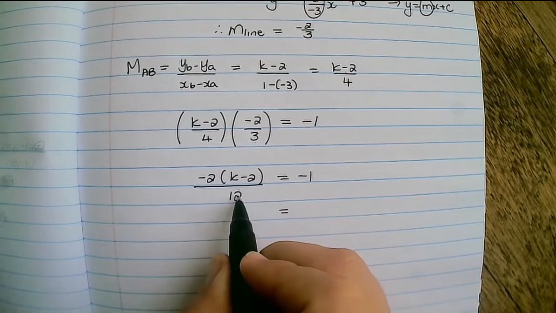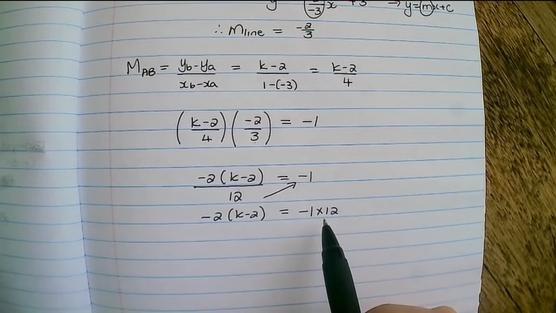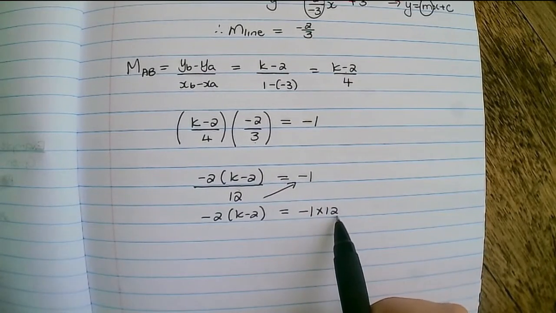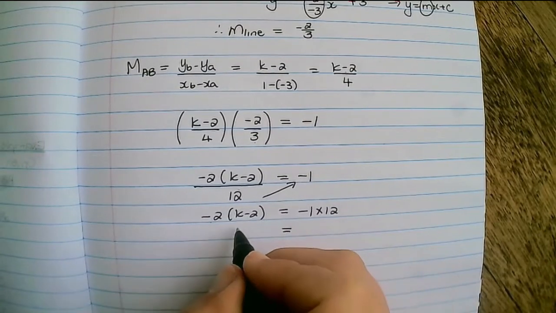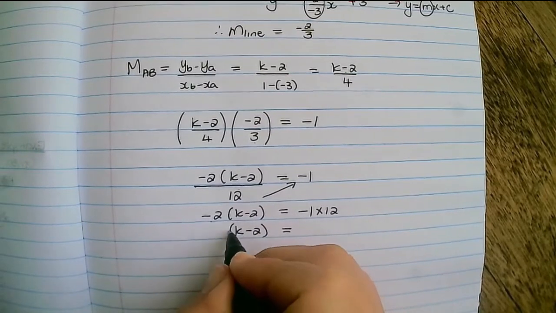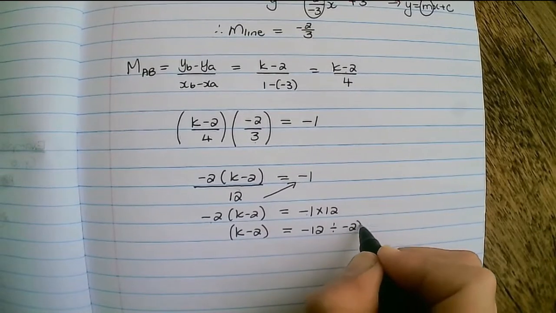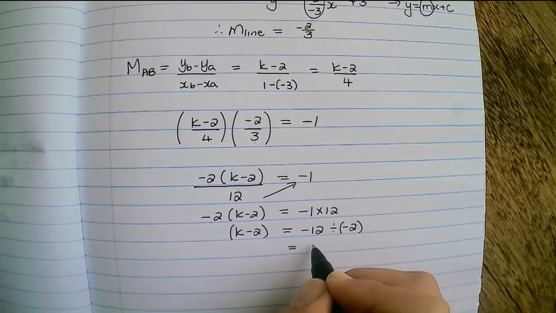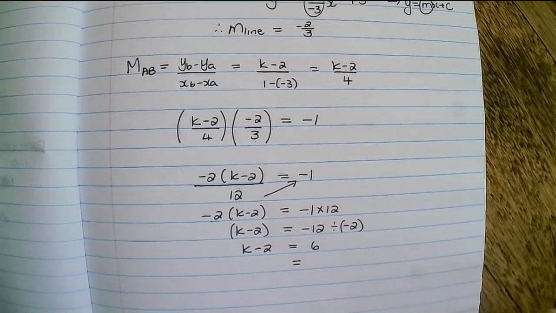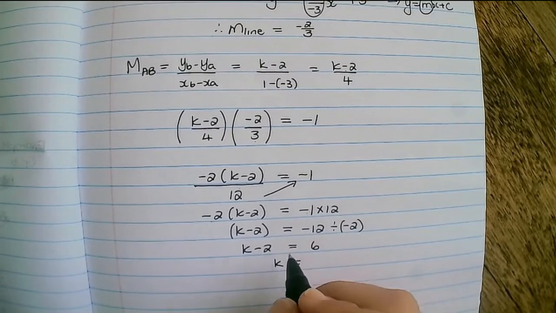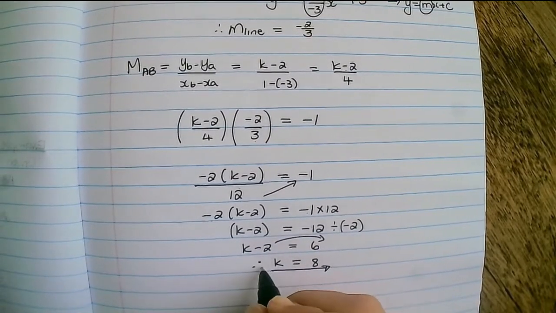Now, in order to remove the denominator, I multiply the right-hand side by 12. So that becomes negative 12 on the right and negative 2 times k minus 2 on the left. Then I divide everywhere by negative 2. So it's negative 12 divided by negative 2, which becomes 6. So k minus 2 is equal to 6. And then in order to solve for k, I transpose the 2. So therefore, k is equal to 8.